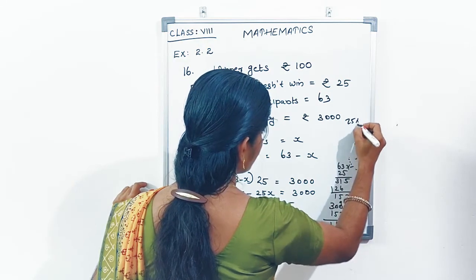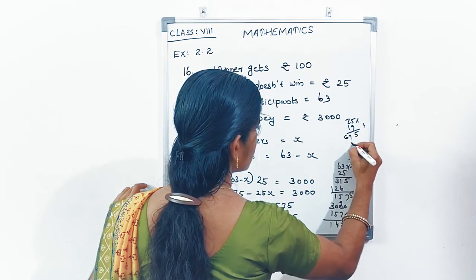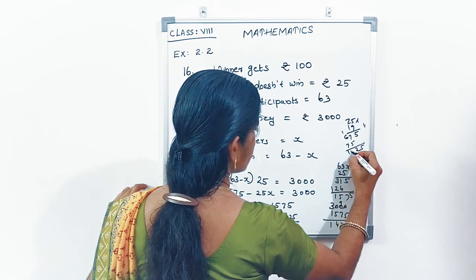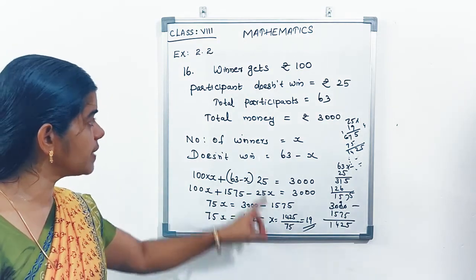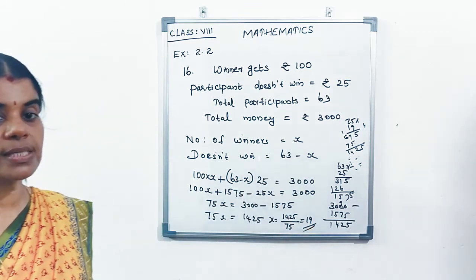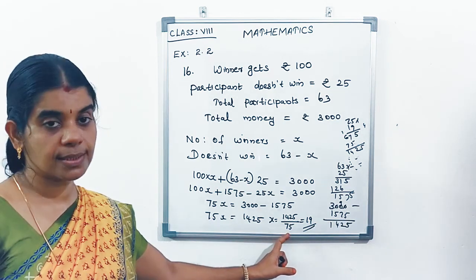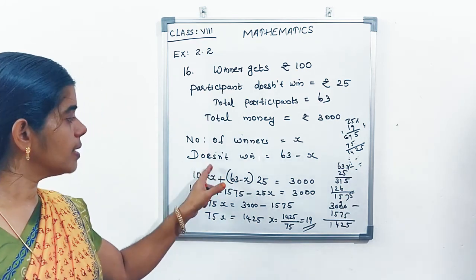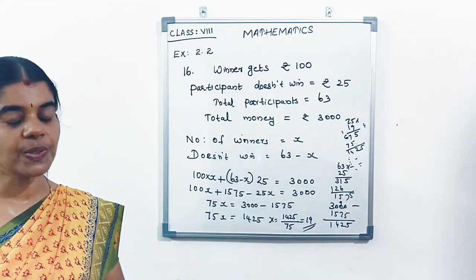Then we can look how many times. Five, 19. Therefore, we wanted to find the number of winners, which we have already chosen as x. Therefore, the x value is 19. Then if the question is the number of participants who don't win, how will you get it? 19 winners are there. Total participants, you know, is 63. Therefore, 63 minus 19 will be the participants who don't win. I think you all are clear on these questions. We can meet in the next class. Thank you.